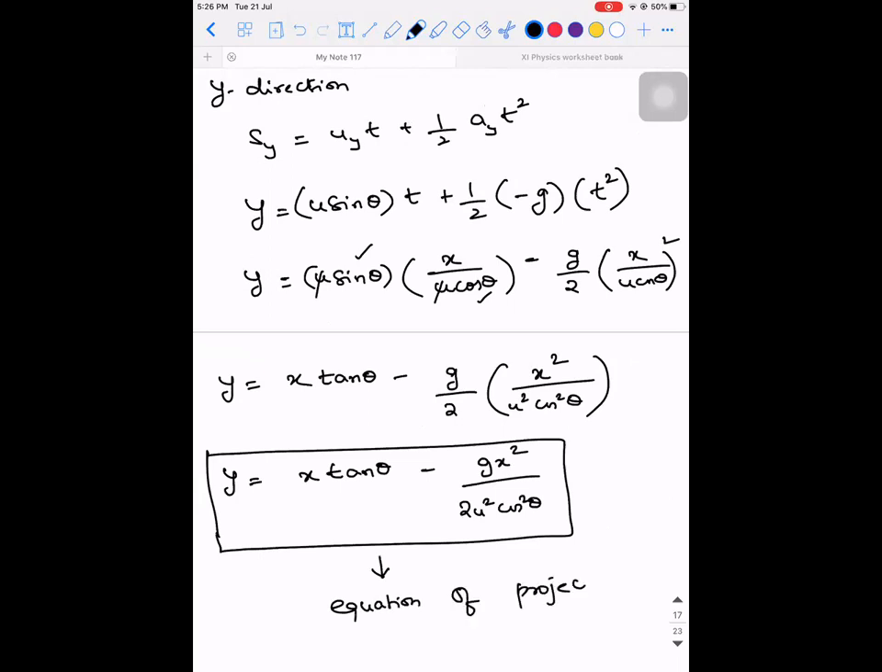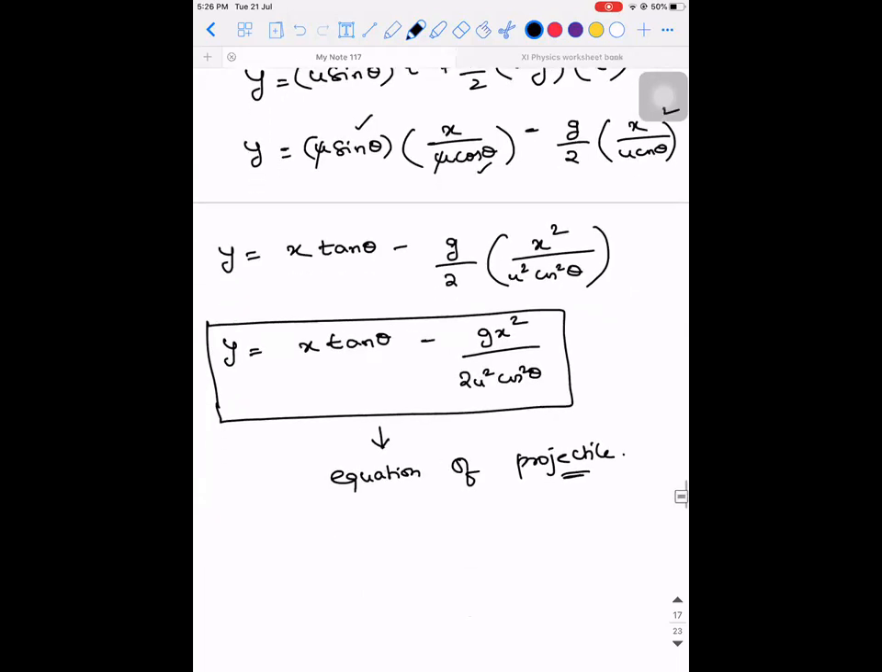So this is the equation of projectile. Now tell me one thing, what is the coefficient of x square here? It is g divided by 2u square cos square theta. Is it positive or negative? Look at this expression. It is negative.